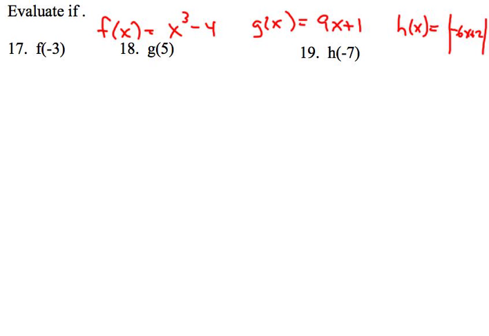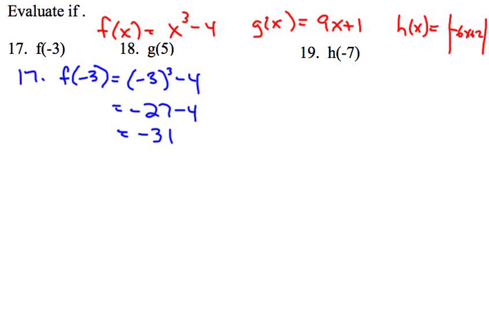Okay, continuing on with the video, number 17 through 19, you're evaluating function notation. So recall that 17 says f of negative 3. What you want to do is replace in the f function, everywhere there's an x, with negative 3. So just do the math and you get negative 27 minus 4, which is negative 31. Notice I replaced x with a number. My final answer is a number.